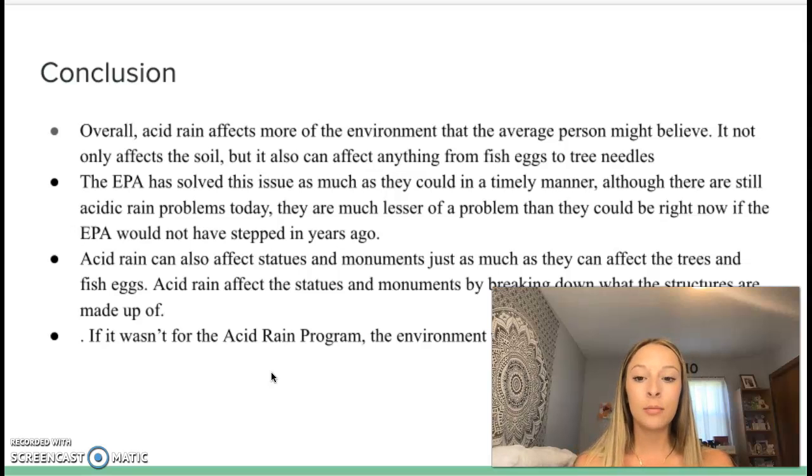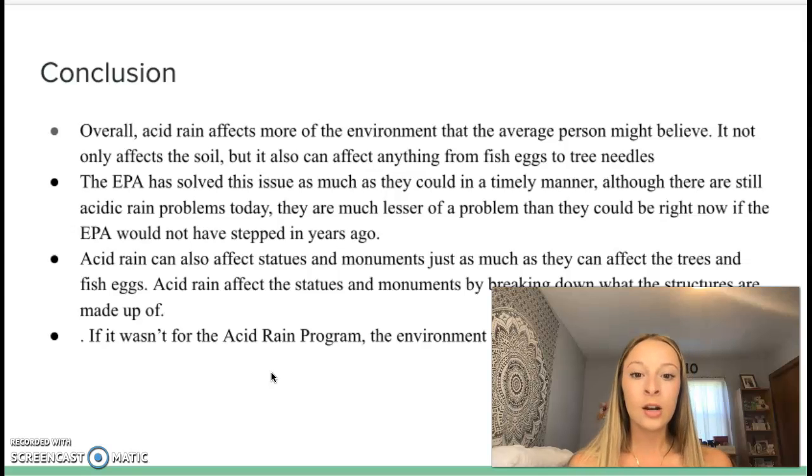In conclusion, overall, acid rain affects more of the environment than the average person might believe. Before I researched acid rain, I had no idea that this even existed. It not only affects the soil, but it also can affect anything from fish eggs to tree needles. The EPA has solved this issue as much as they could in a timely manner. Although there are still acid rain problems today, they are much less of a problem than they could be right now if the EPA had not stepped in years and years ago.